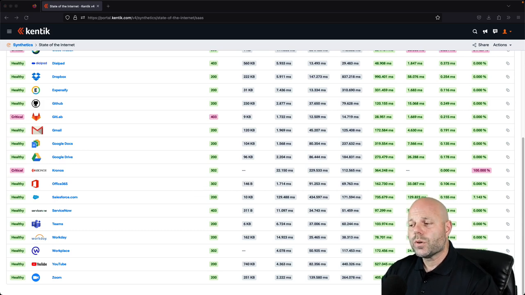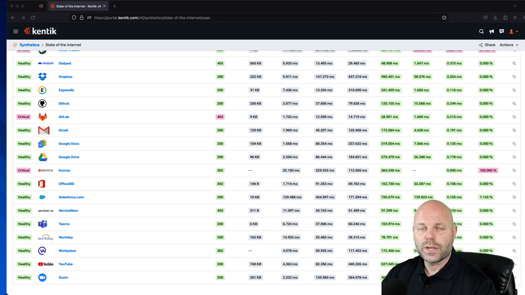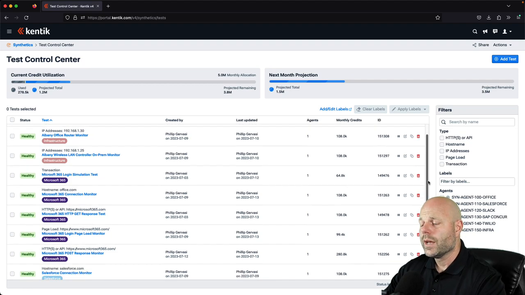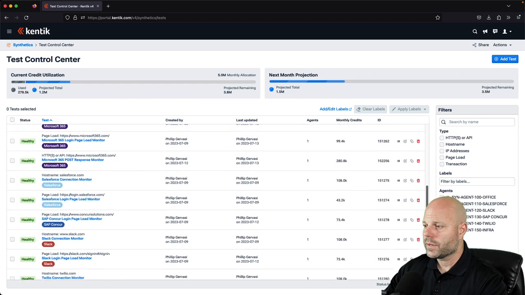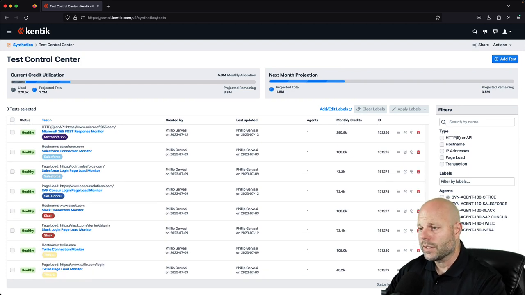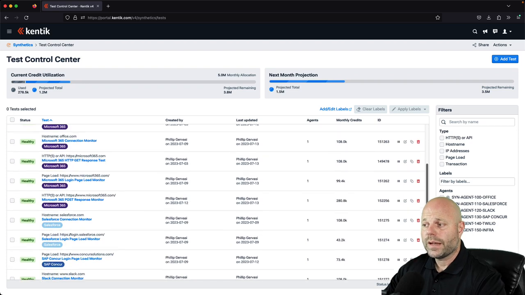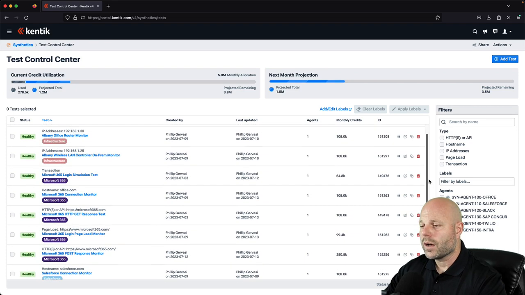So let's switch over to our Synthetics Test Control Center. I've set up a collection of synthetic tests to monitor the connection and performance of the SaaS applications that are important to the folks in my upstate New York branch office, specifically my Albany location in this case. I've also set up tests to monitor several on-prem devices like the gateway, the office router, and an on-prem wireless controller.